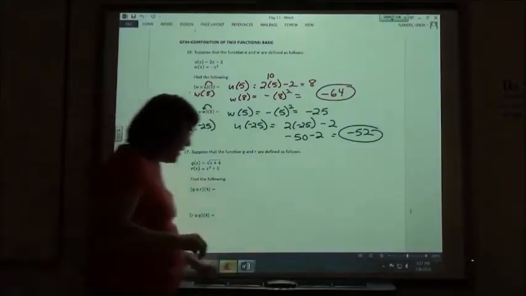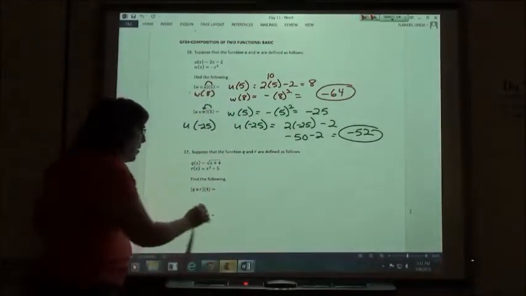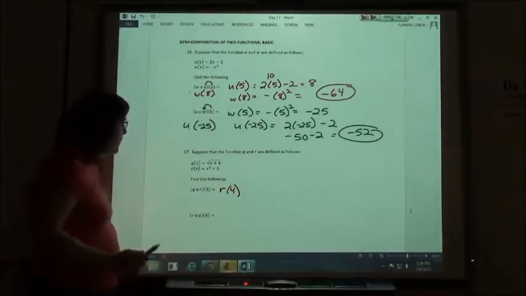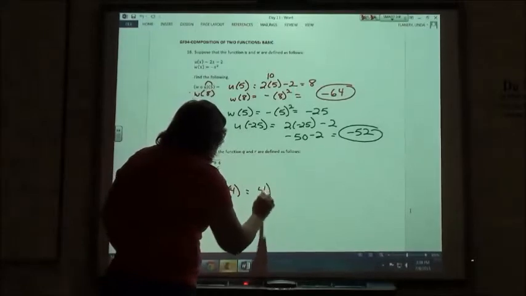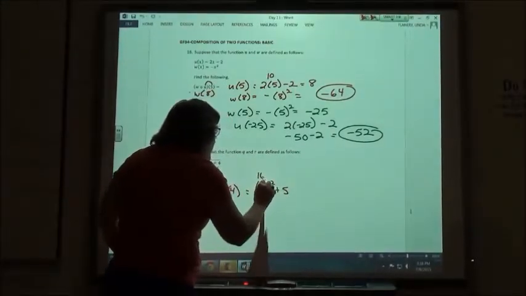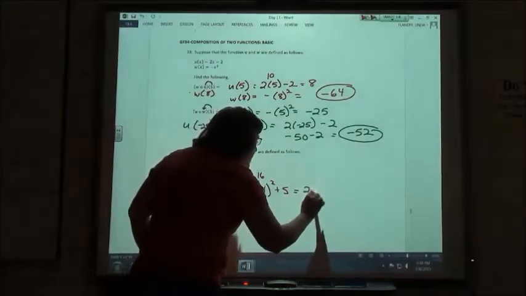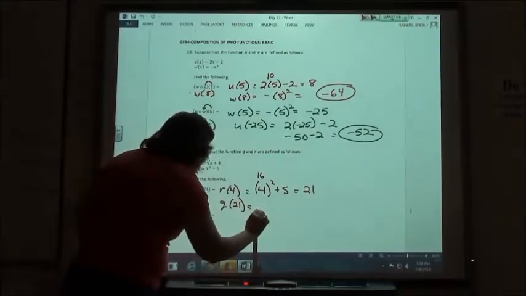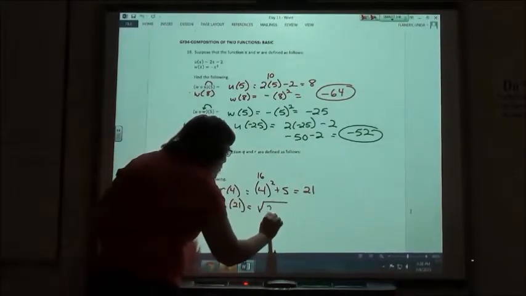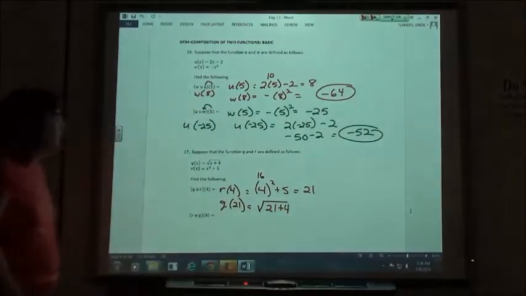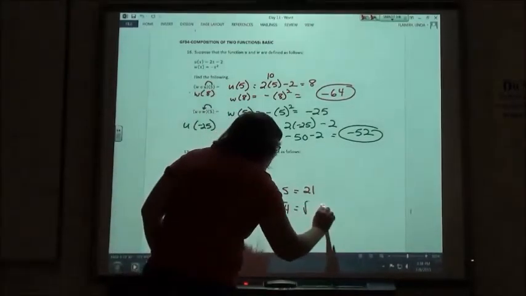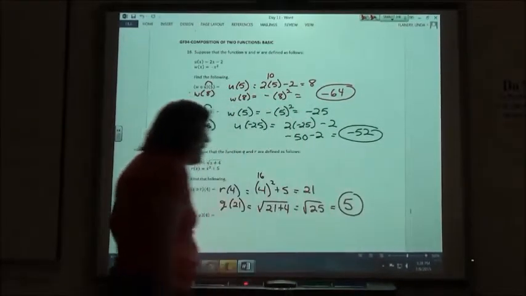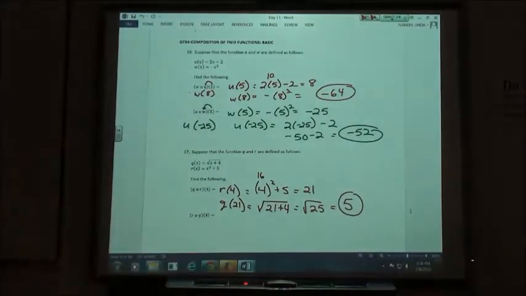So number 17, same kind of thing. This one's going to start out, I'm going to do r of 4 first. So in my r function, which happens to be the second one, I'm going to take 4 squared plus 5. 16 plus 5 gives me 21. So now I'm going to do q of 21. So I'm going to do the square root of 21 plus 4. Well, 21 plus 4 is 25. That one happens to be a nice perfect square. The square root of 25 is 5. So 5 is going to end up being my first answer.